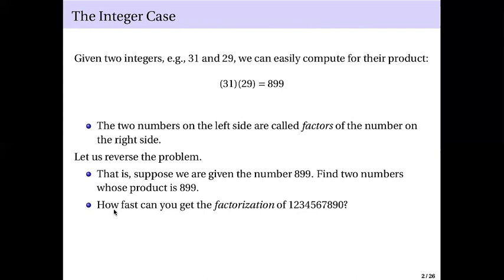So, if you know how to do factorization, the question is, how fast can you get the factorization? For example, for this guy here, 1, 2, 3, 4, 5, 6, 7, 8, 9, 0. How fast can you get the factorization of this number? Okay? If you try to do the factorization, you will end up with this: 2 times 3 squared times 5 times 3,607 times 3,803.